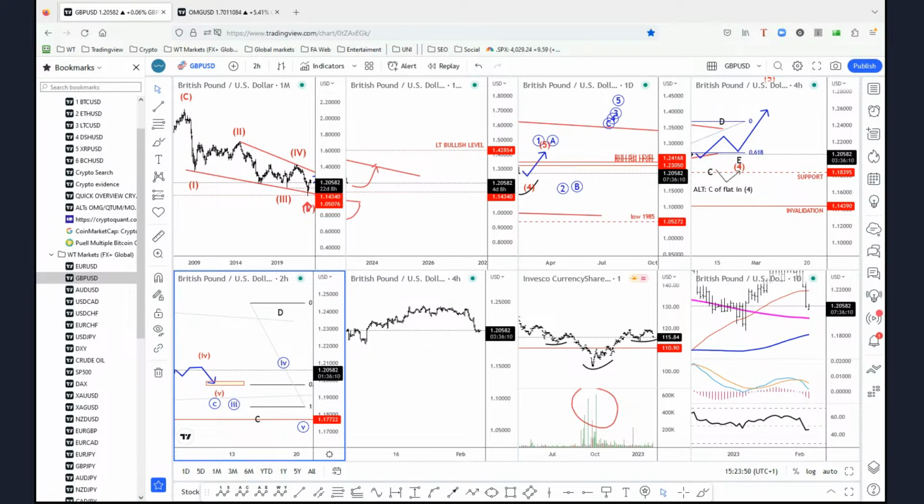Okay, now let's take a look also at gold.